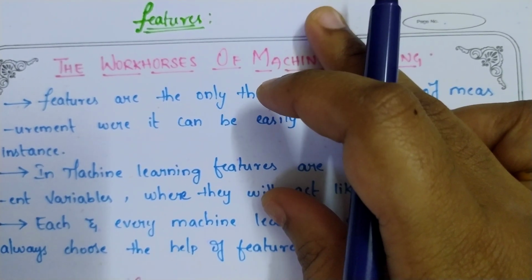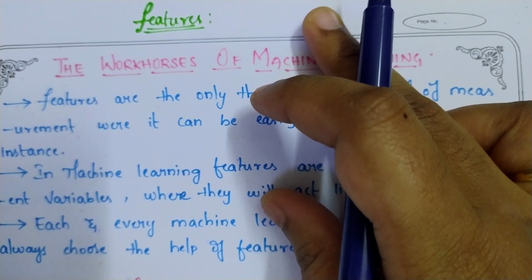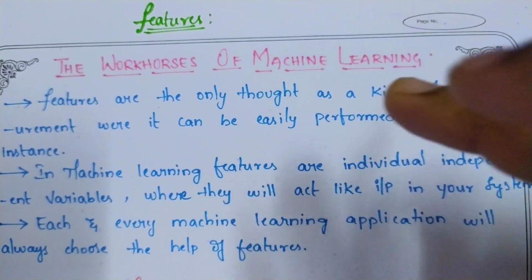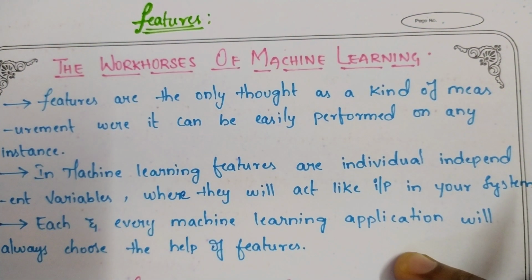So the models of machine learning are highlighted by their features. As the second ingredient, models are always highlighted by the features. That is the only reason behind this. Models take the help of features, so models have settled at that range.